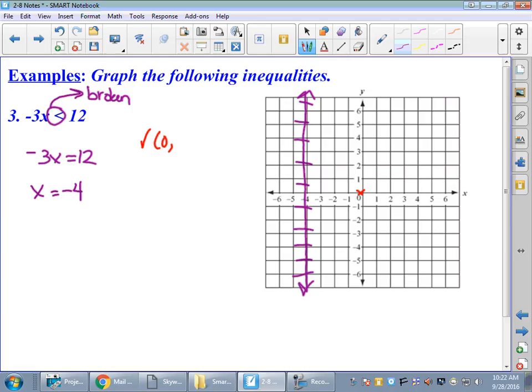When I check using 0, 0, I plug it into the original inequality. And so I get negative 3 times 0 is less than 12, or is 0 less than 12? Is that a true statement? 0 is less than 12, that's true. And so we shade to the right.